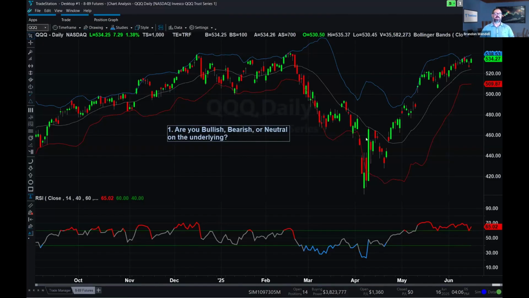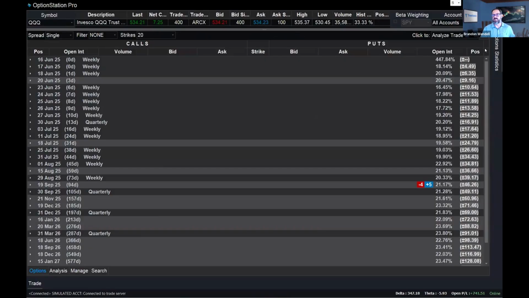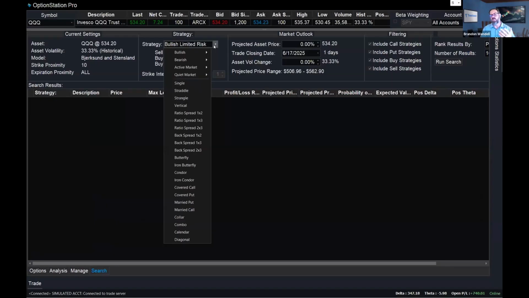And the nice thing is, for instance, I'm looking at QQQ right now. In TradeStation, there's some tools. Once we get to next steps, if I go to search, I can actually type in the security I'm looking to trade and choose my view of that particular market. So if I'm bullish, as you can see, I can do bullish limited risk.